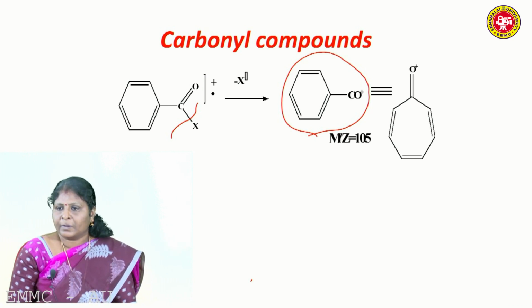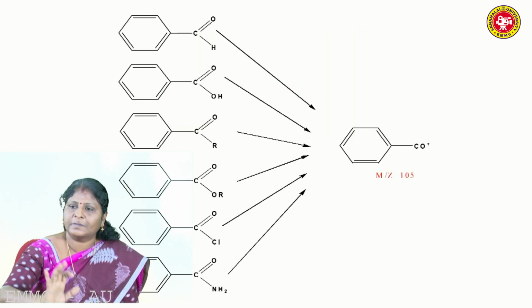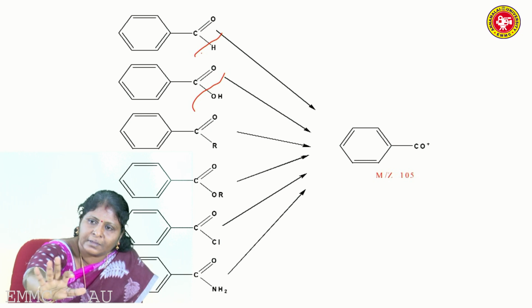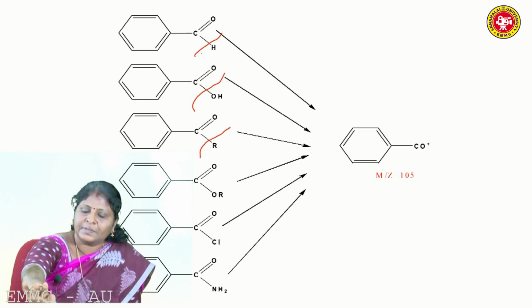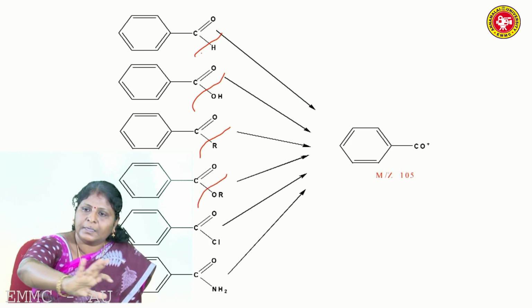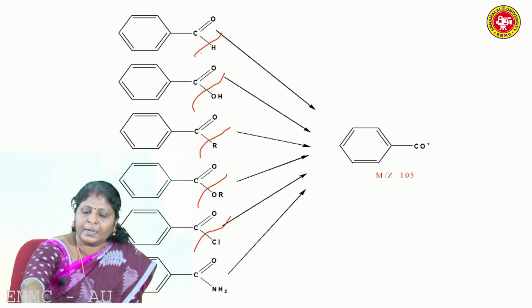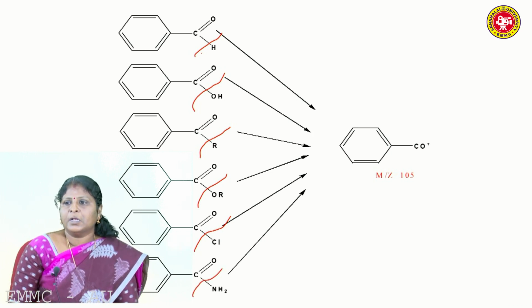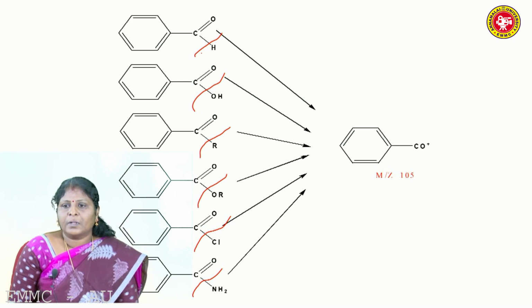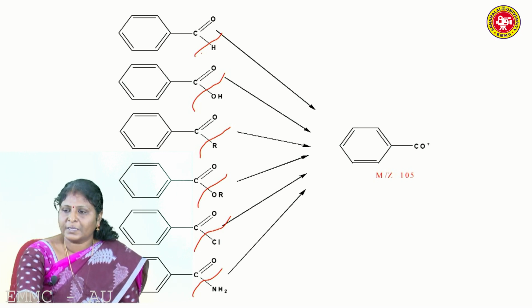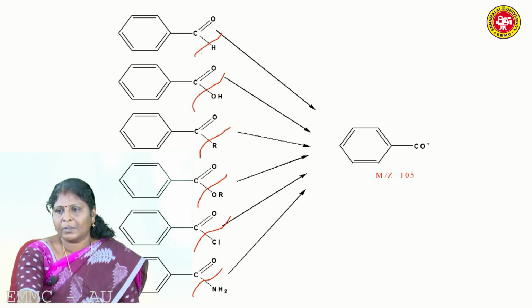Whatever that X may be, suppose it is an aldehyde, for example, see in the first one, aldehyde, this is the preferred site. In the second case, OH is removed as a radical. In the third case, if it is a ketone, the alkyl group is removed as a radical, and in case of an ester, the alkoxy group is removed as a radical, and in case of an acid chloride, chlorine is removed as a radical, and for an amide, NH2 is removed as the radical. So at any cost they will produce that benzoyl cation, which on further scrambling or rearrangement will produce a peak corresponding to m/z 105. That is the more preferable mode of fragmentation, and that peak is found to be the base peak in all the carbonyl compounds.